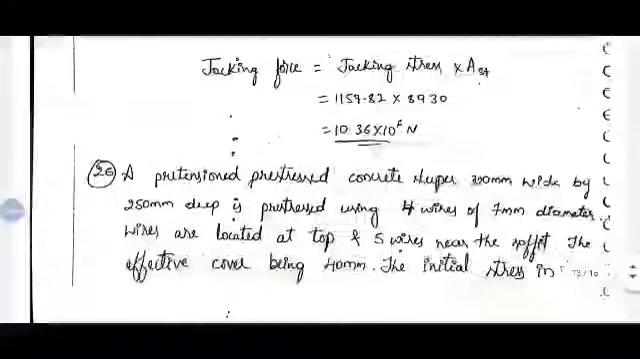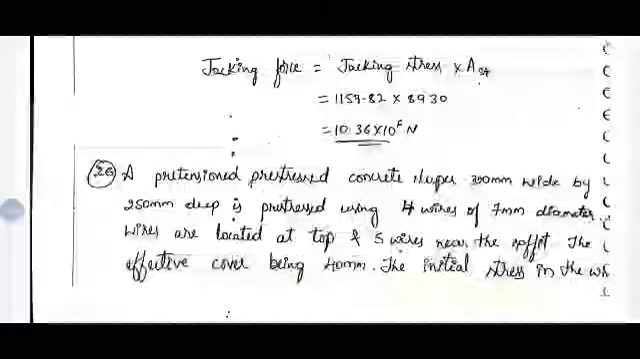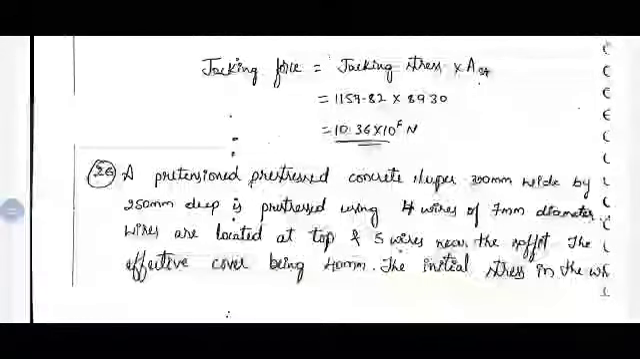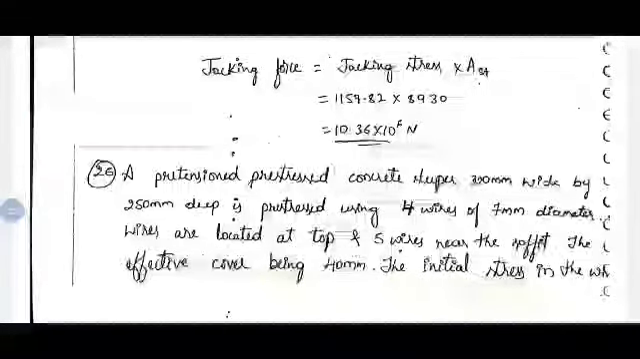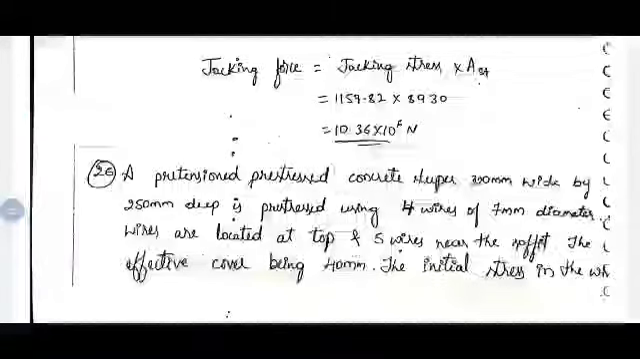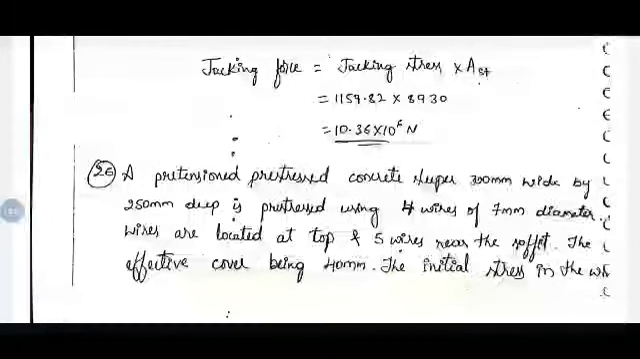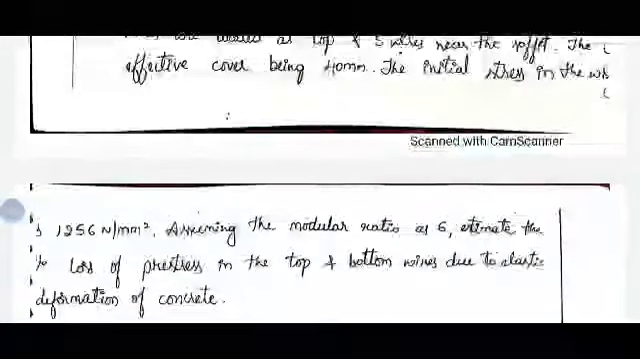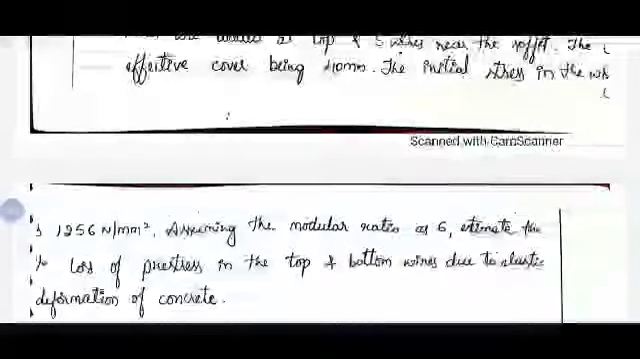Next problem: a pre-tensioned pre-stressed concrete sleeper 300 mm wide by 250 mm deep is pre-stressed by using 4 wires of 7 mm diameter at top and 5 wires near the soffit. The effective cover being 40 mm. The initial stress in the wires is 1256 Newton per mm square. Assume the modular ratio as 6. Estimate the percentage loss of pre-stress in the top and bottom wires due to elastic deformation of concrete.